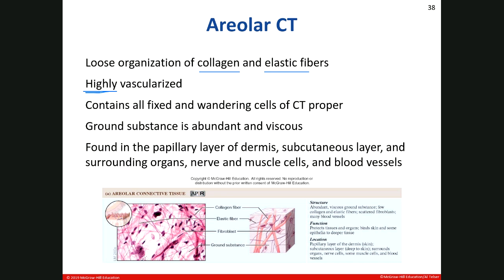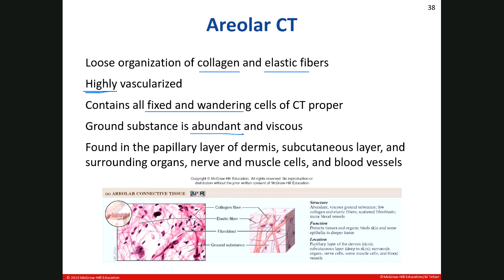So it's made up of both the fixed and the wandering cells. The majority of wandering cells are white blood cells, so you'll find a decent amount of white blood cells in this area. All right, but we'll find a lot of ground substance. So we're going to see this in the more superficial region of the dermis, the papillary layer. Okay, because remember the papillary layer, it's the smaller of the two dermal layers, but we saw a lot of blood vessels in them.